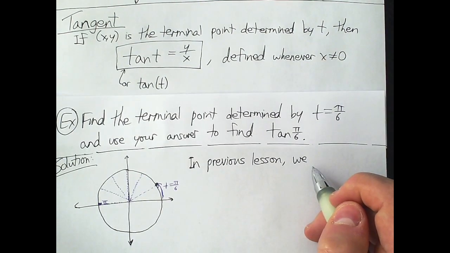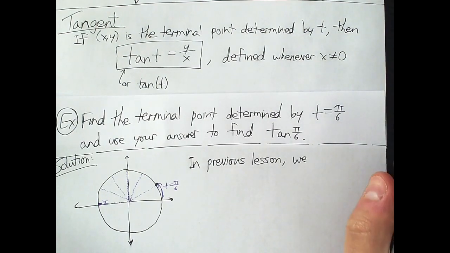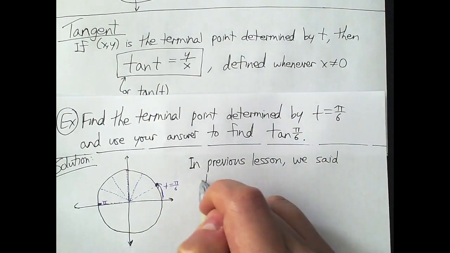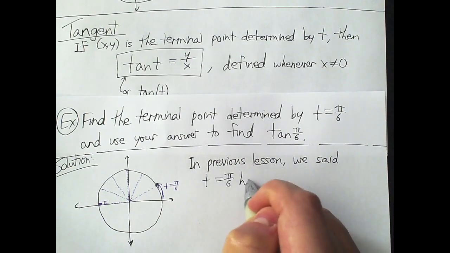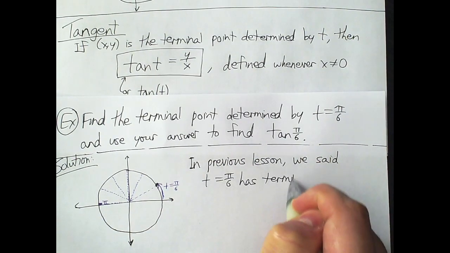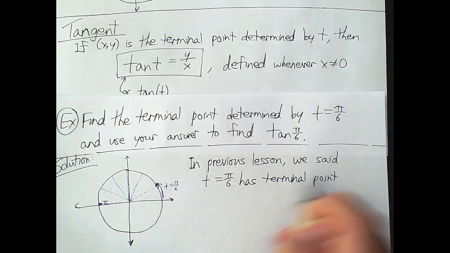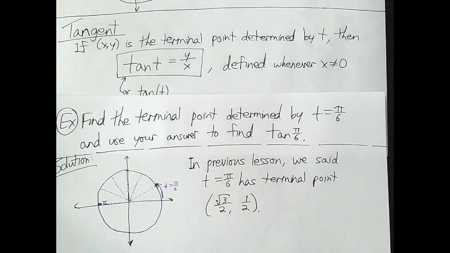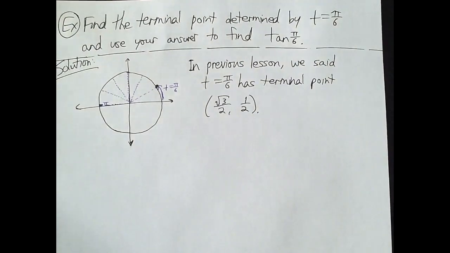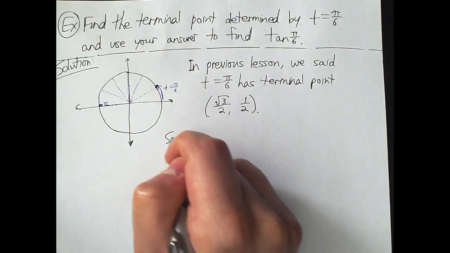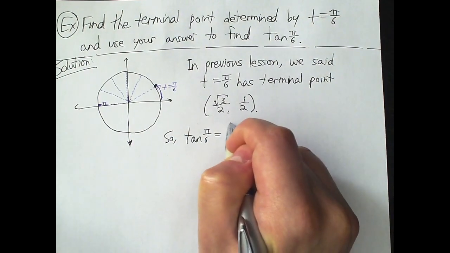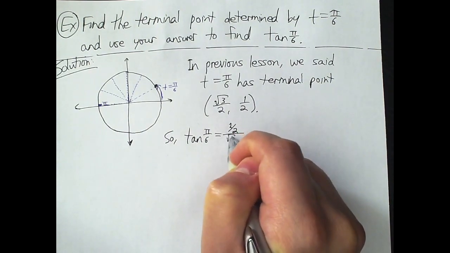Anyway, in the previous section of the textbook that I'm referencing, we said that t equals pi over 6 has terminal point square root of 3 over 2, comma, 1/2. It was on the list of common points to know. So, what does that mean for tangent? Tangent of pi over 6 is supposed to be y over x. So let's take the y and put it over the x.